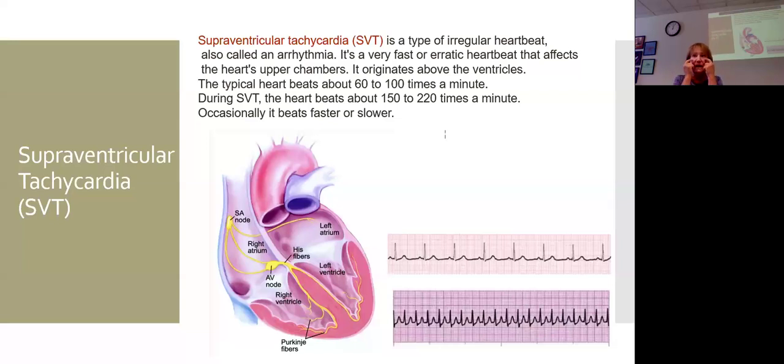So think about what we just learned about the electrical system. We know that something is awry, right? For it to be beating that fast, that's not what the SA node wants us to do. And so that's what we're going to get into.